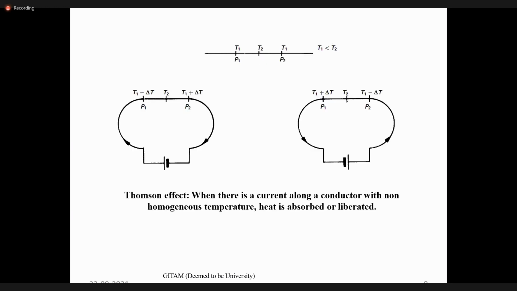So here we have current flow and the non-homogeneous temperatures. What is the Thomson effect? When there is a current along a conductor with a non-homogeneous temperature, heat is absorbed or liberated. See students, here we have three types of temperatures, T1, T2, T1. And here we have T2, T1 minus delta T, T1 plus delta T. And T2 lies in between these two temperatures. And you can observe the current flow.